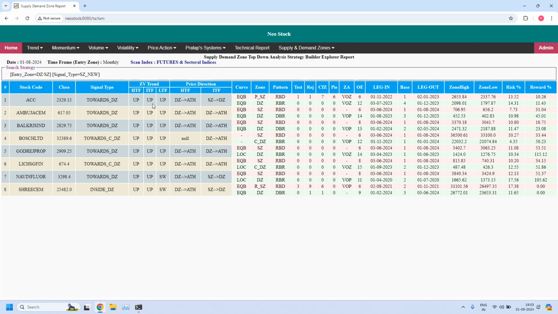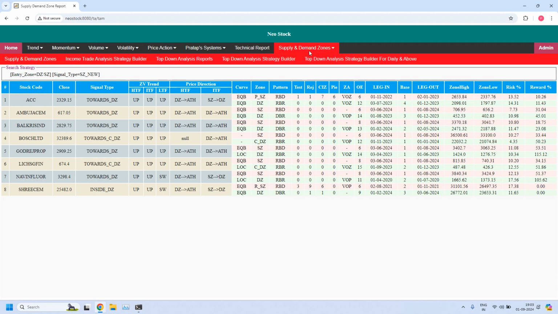Okay. The next report is for finding the stocks having EMA confluence and also having a zone confluence. Both the reports we will see. First let me show you the EMA confluence reports.